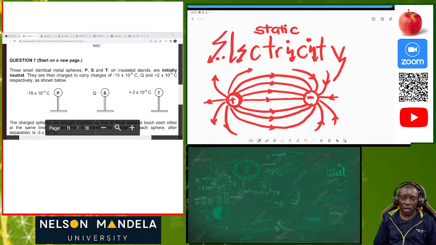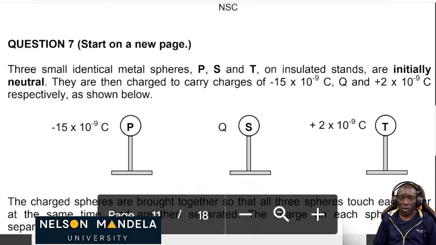So for today, we are gonna start with static electricity. I'm gonna just zoom into the question which is on the screen so that we can all be able to see. This is a question on charges, and we have three small identical metal spheres, P, S, and T, on insulated stands. That means they would not lose their charge to the ground, they don't discharge, or they are not earthed. They're insulated and have the charges shown.